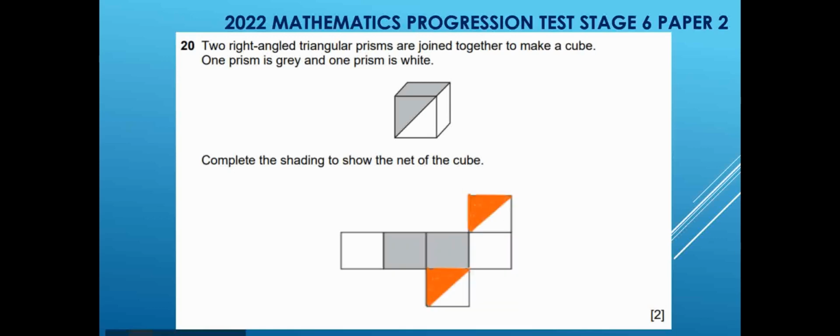So this is the answer. You have to imagine that this will become the top part. The others will be: this will be left, lateral left, this will be right. This will be the back side. And this will be the front side. This will be the bottom part. Alright, next.